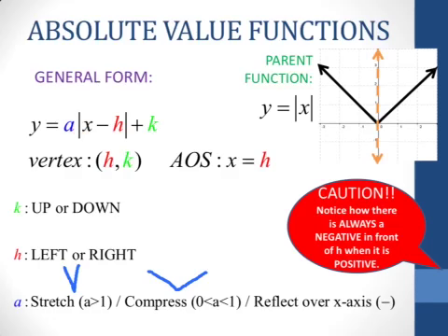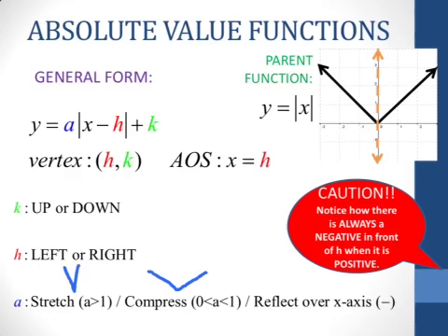Now on the inside here, inside the absolute value bars, we have our h, and h is going to shift us left or right. If you look at the equation and see a negative sign, then h is positive and we're shifting to the right. And if you see a plus, then h is negative and it's a left shift. Now on the outside of the absolute value bars, we have our k. K is going to shift us up or down. If it's up, we're going to see a plus. If it's down, we're going to see a minus.